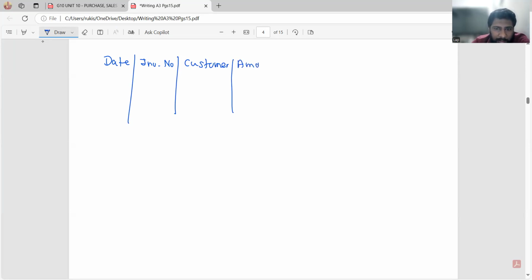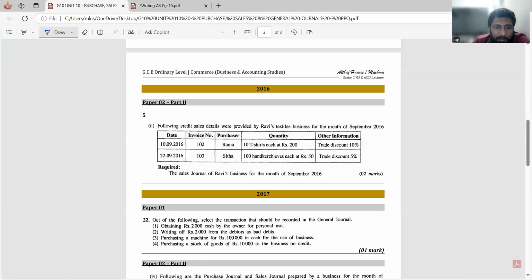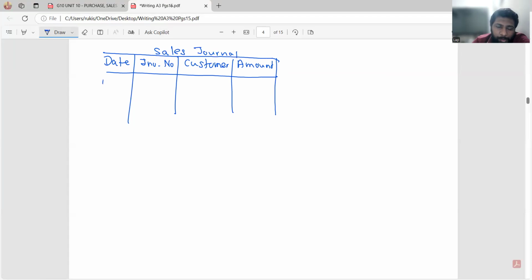Then the amount is there. So these are the important columns where you have to write down. Other columns are not that important. Sales journal. 10/9/2016.